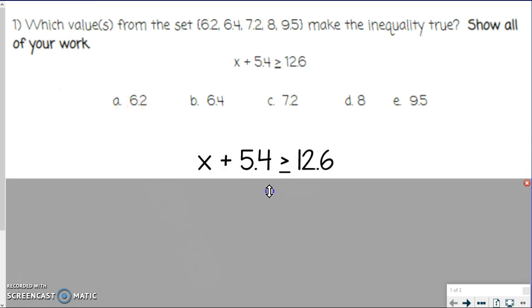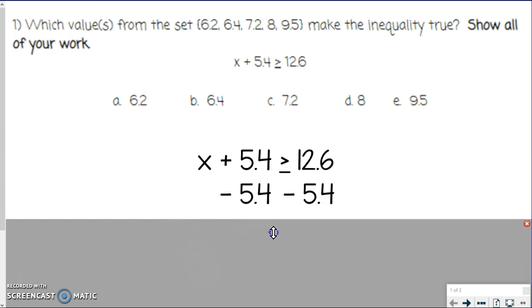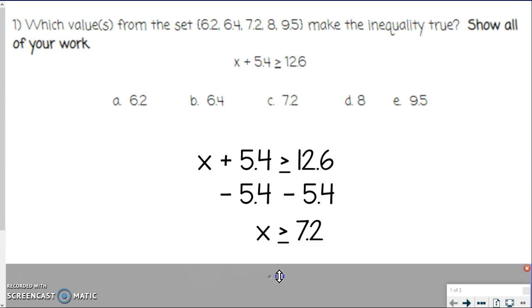So I rewrote the inequality. And right now what's happening to my variable, just like what we did with equations, we want to undo that. So right now it's being added by 5.4, so we're going to subtract 5.4. So we end up with x on one side, and we want to keep that greater than or equal to sign, not an equal sign, but the inequality sign. And when we subtract, we end up with 7.2.